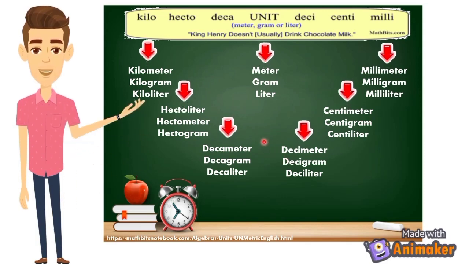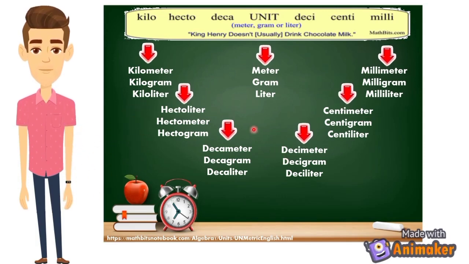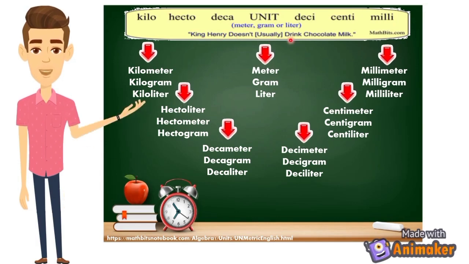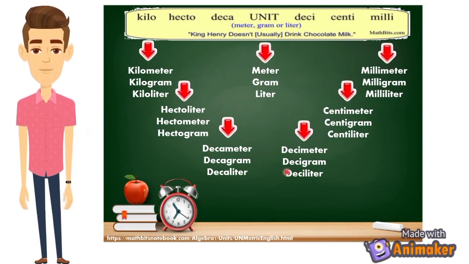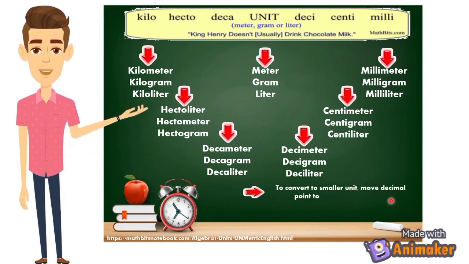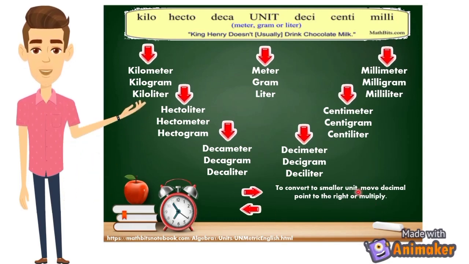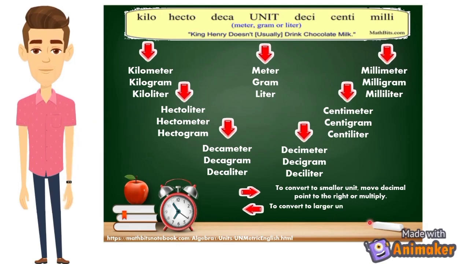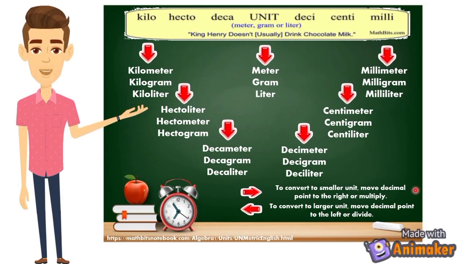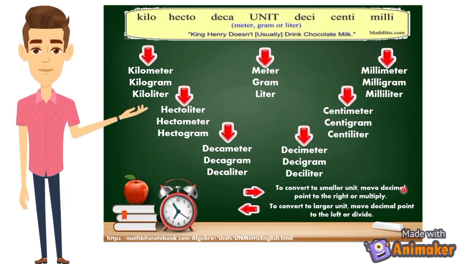So what are going to move the decimal places? Going to the right and going to the left. So paano natin i-move yan? So base yan dito sa binigay kong picture na to ng King Henry doesn't usually drink chocolate milk. And lagi natin tatandaan, to convert to a smaller unit, move decimal point to the right or multiply. And next, to convert to a larger unit, move decimal point to the left or divide. So, paano po yan? Magbibigay po ako ng example.